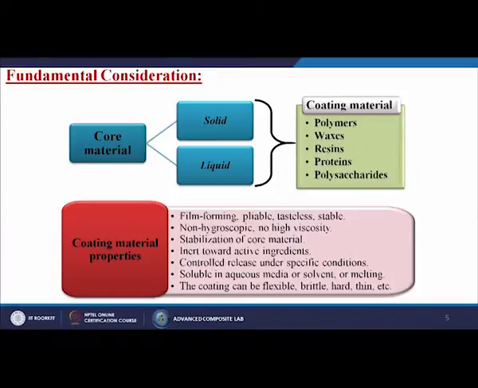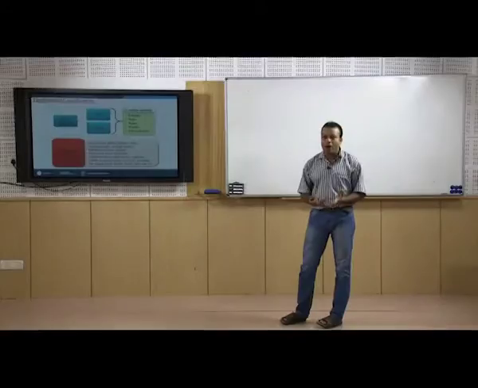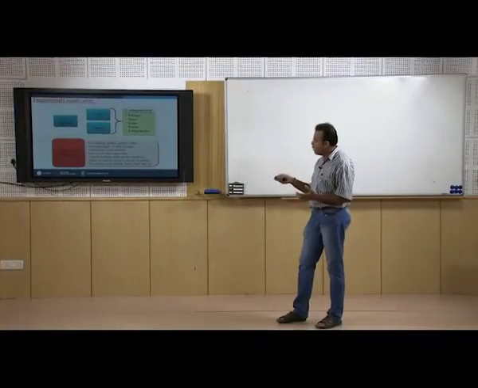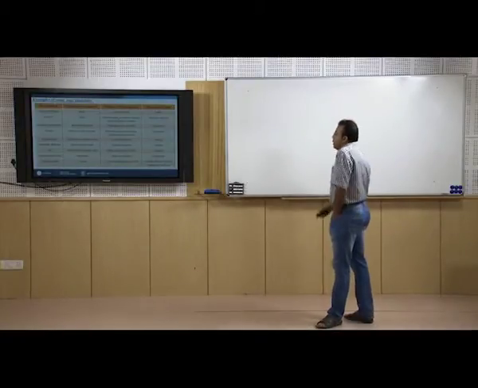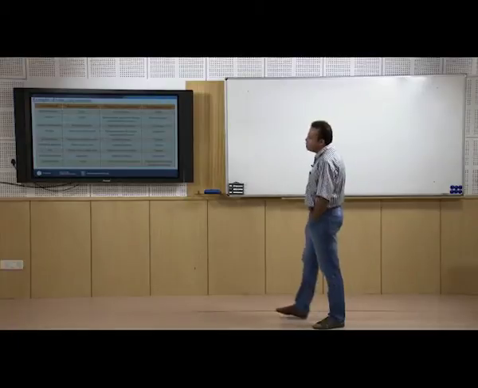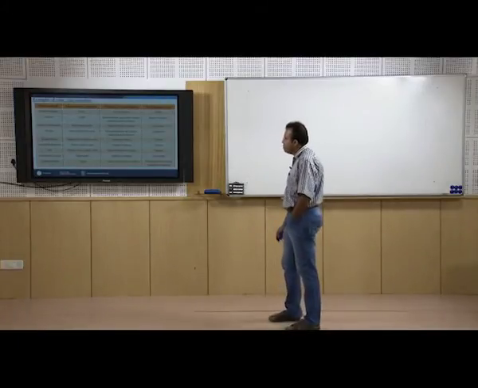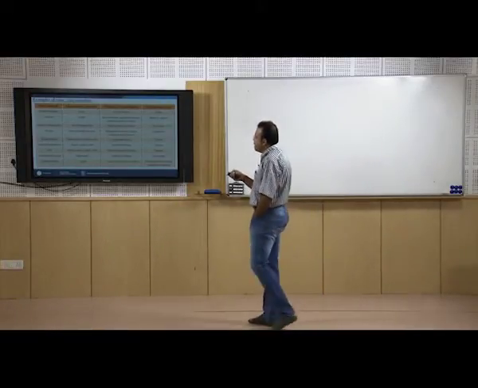Soluble in aqueous media or solvent, or melting. The coating can be flexible, brittle, hard and thin. So, as per our requirement, we have to choose the coating materials based on these properties. Here we are giving some examples of core materials. What are those? The first is acetaminophen.